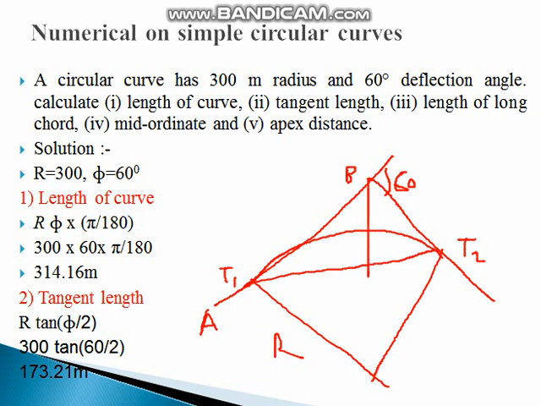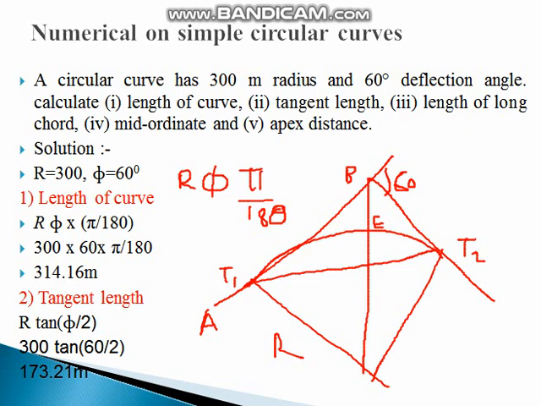The length of the curve is T1 E T2. This is the length of the curve, given by R phi pi by 180. So by using this equation, put the radius of the curve, phi is the deflection angle 60, pi is 3.14, divided by 180. You get the answer 314.16.